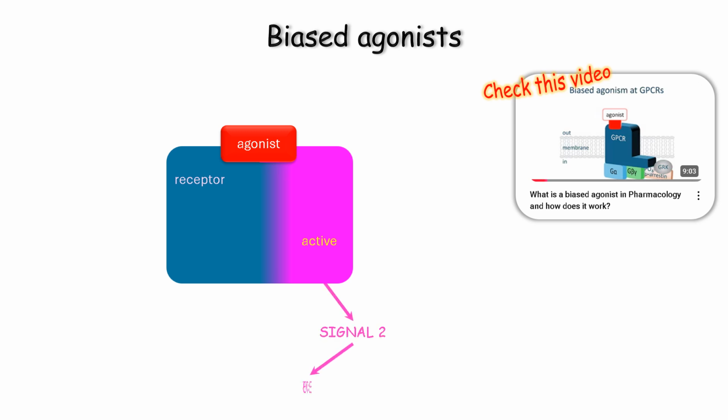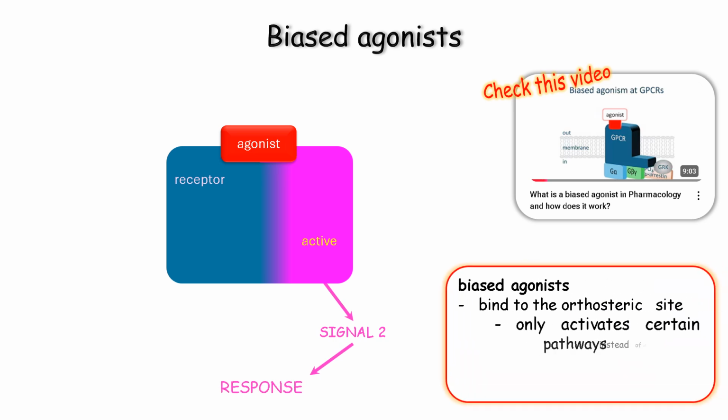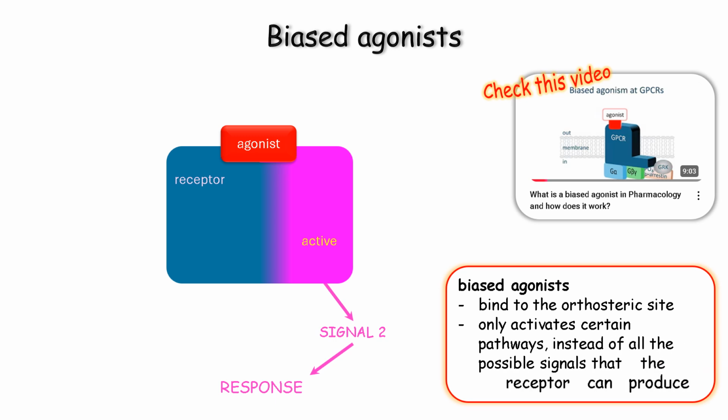So, the definition of a biased agonist is that it binds to the orthosteric site on the receptor, but only activates certain signaling pathways instead of all the pathways that the receptor is capable of affecting.